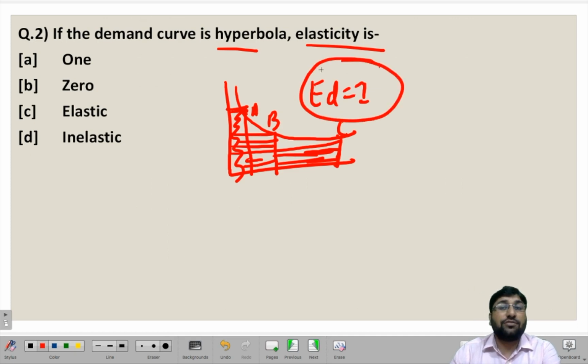This is one of the properties that has been proved using mathematical derivation. So whenever you get a question that the demand curve is a hyperbola, or if the curve is known as a hyperbola, then the elasticity will be 1. So in this case the answer becomes very simple: the elasticity will be 1. If you are aware of the properties, it becomes very easy for you to answer the questions. Moving to the next question for the day.